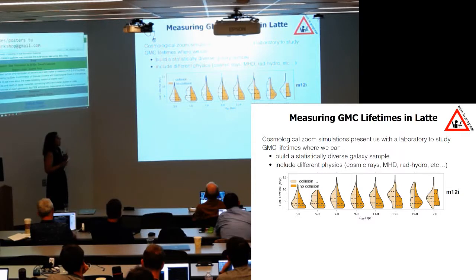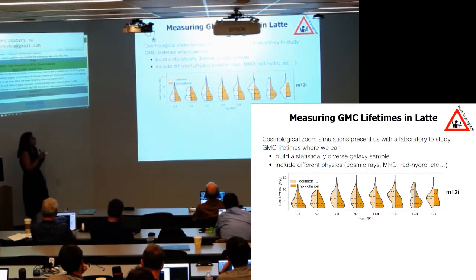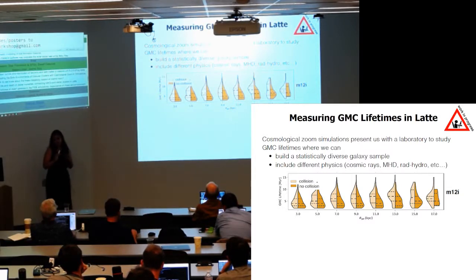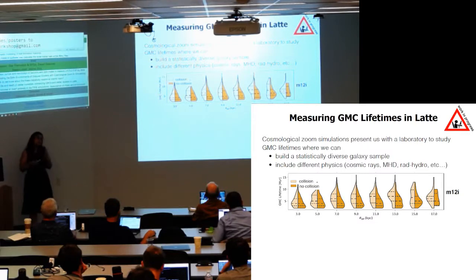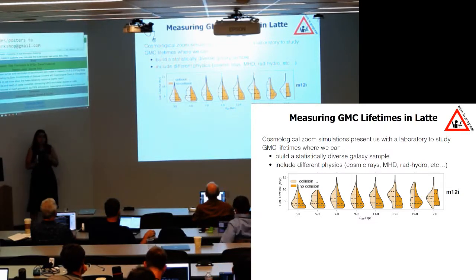And then I've further split the sample into clouds that live in isolation and experience no collision, that's the darker color, and clouds that don't live in isolation and experience either a merger or a split throughout their lifetime. And what you see now is that the picture gets a little more complicated.